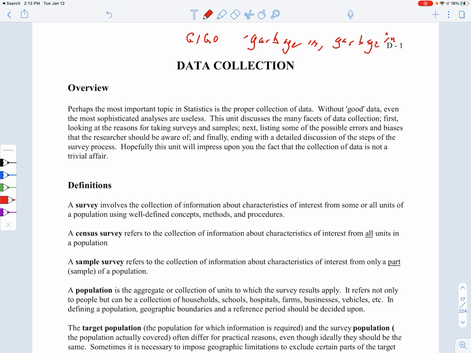Okay, so we want to make sure that we're going right back to the beginning and talking about how do you make sure that the data that you have in your data set when you're ready to analyze it is good data, that it came from good representative sources and it used a survey questionnaire which was pretty sound. So let's take a look at that.